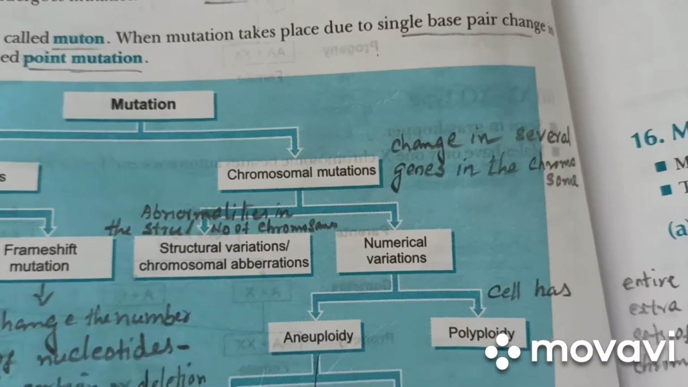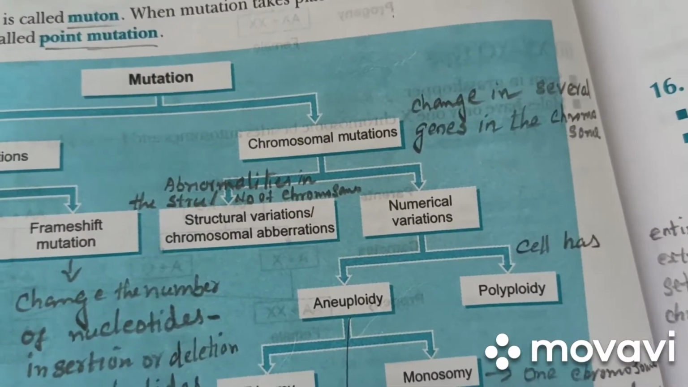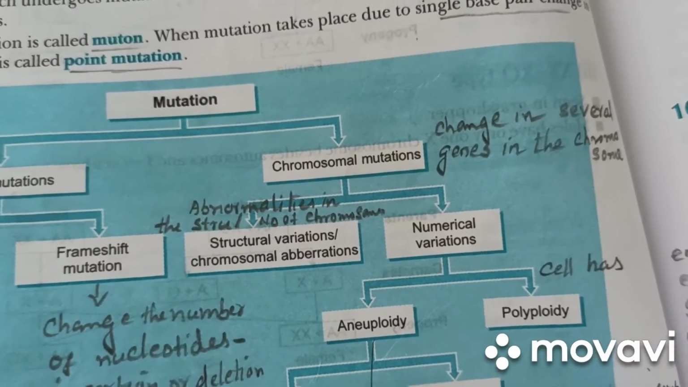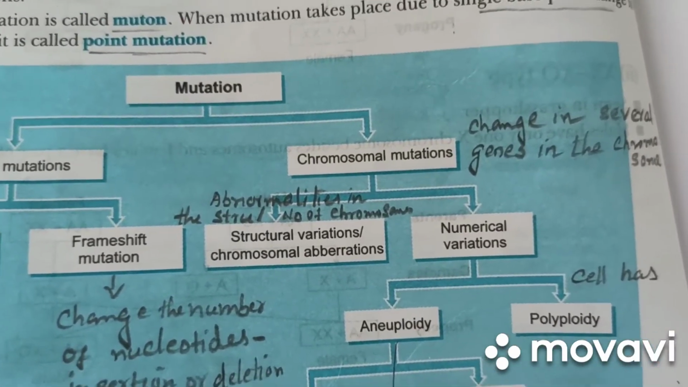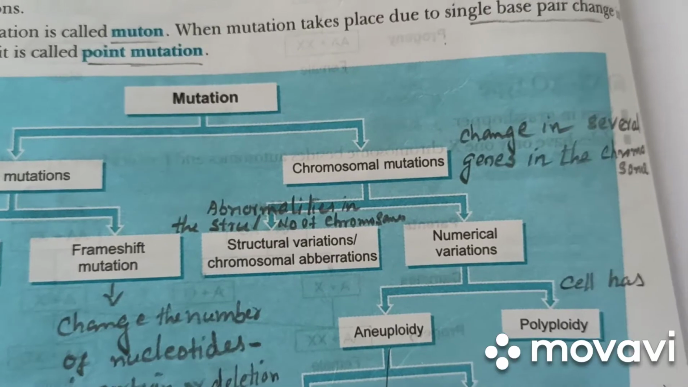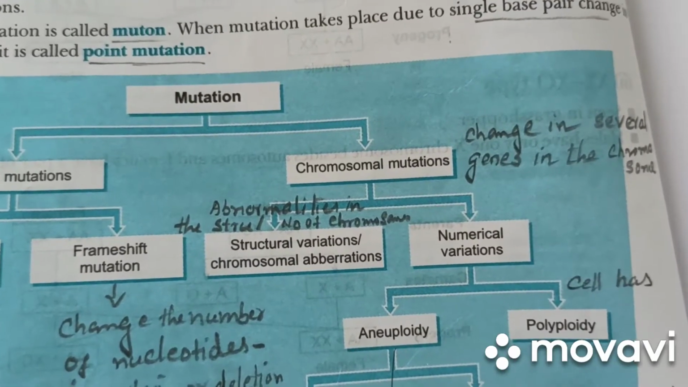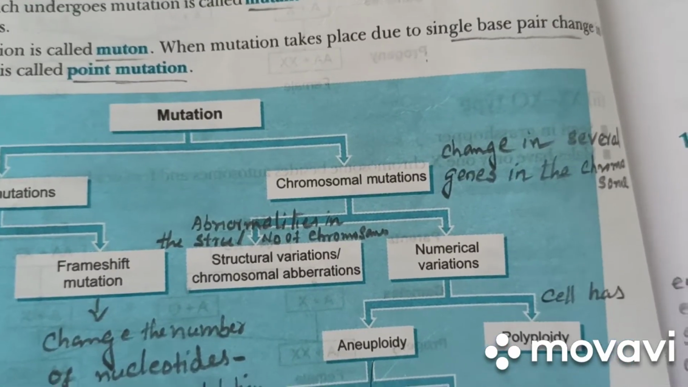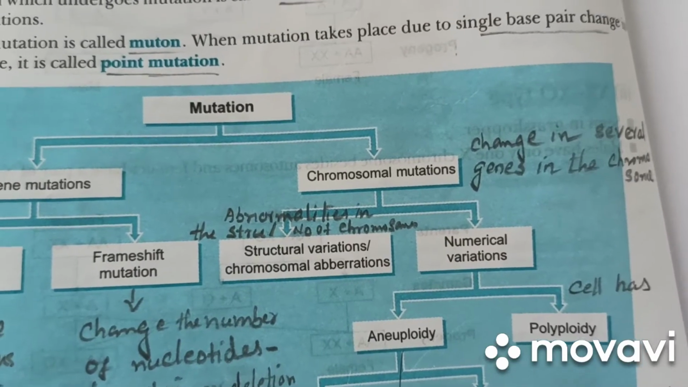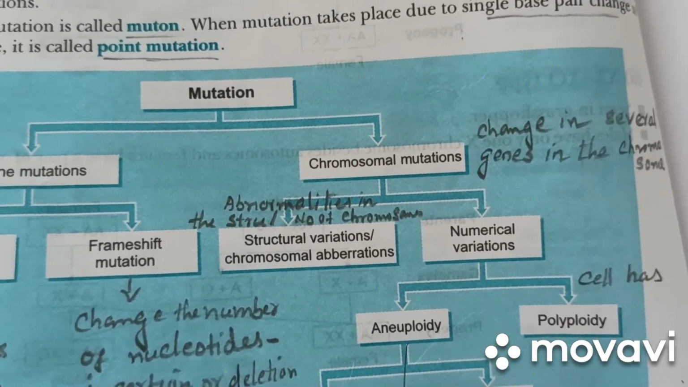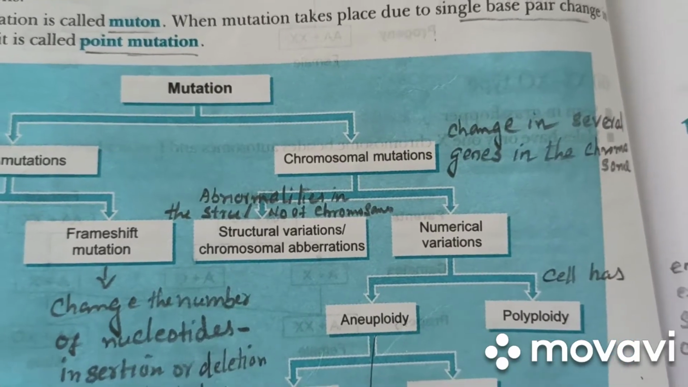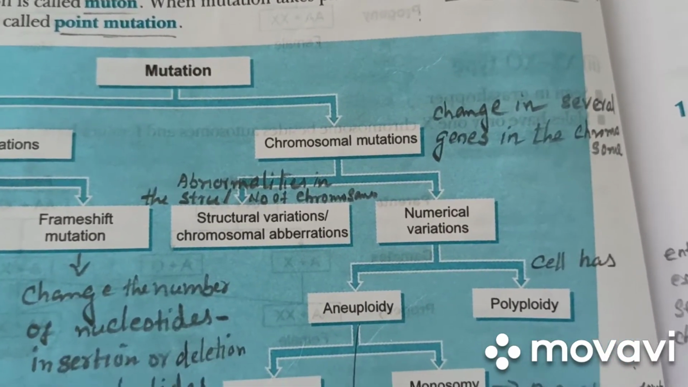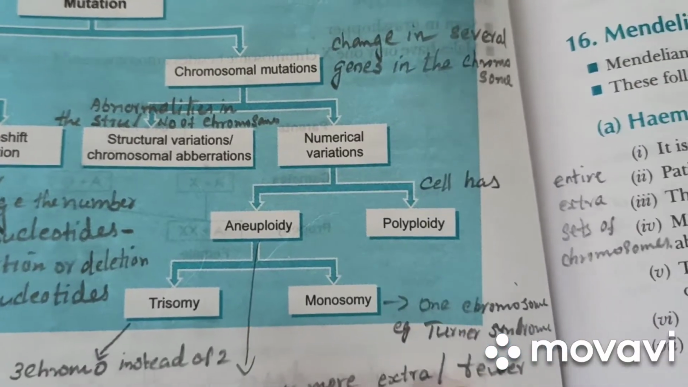Again, you come this side, chromosomal mutation. There are two types. One is chromosomal aberrations or structural variations. What is that? Here, we can see some abnormalities in the structure or number of chromosomes. Later you will learn, abnormalities in the structure or number of chromosomes. That is called structural variation or chromosomal aberrations, or numerical variations. Numerical means in the number.